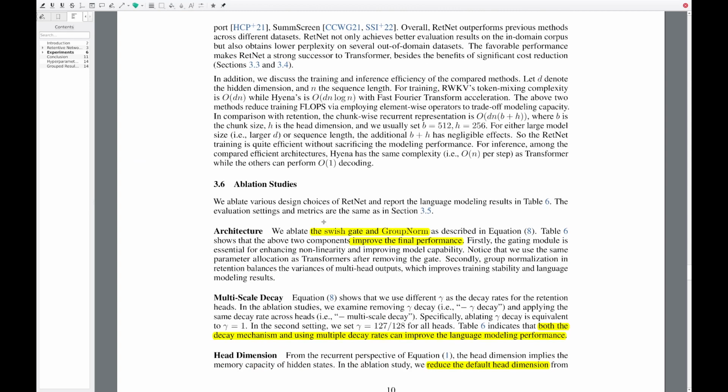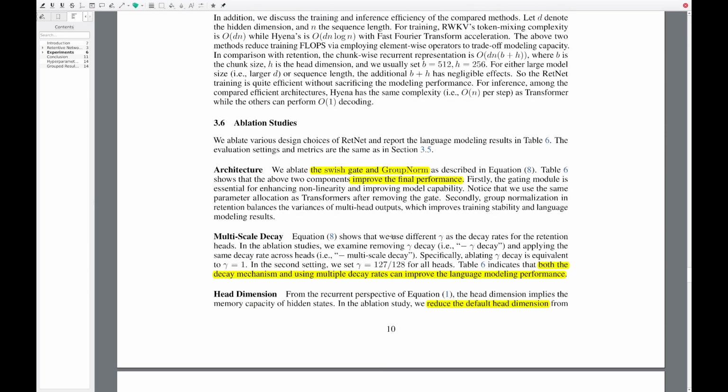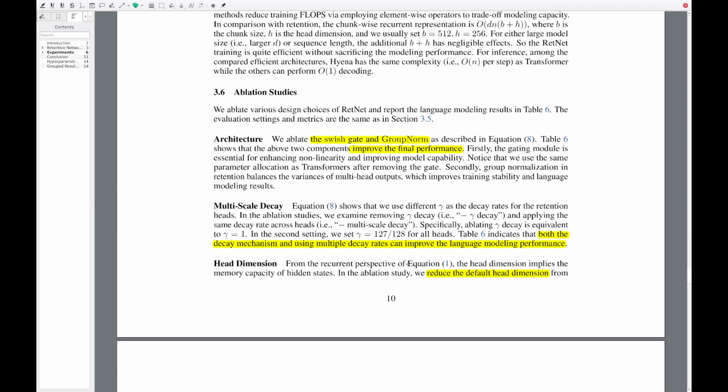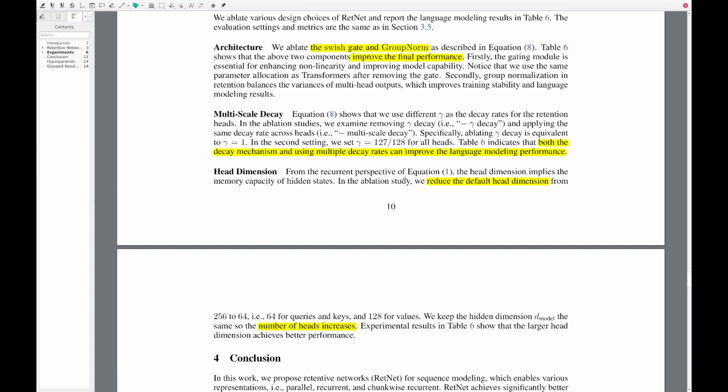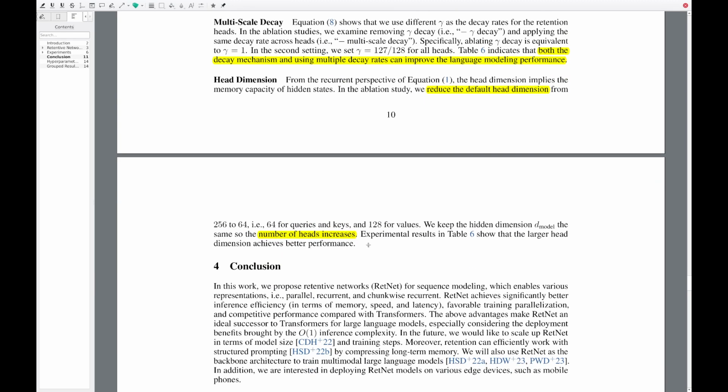And they also say that if you have bigger heads but less heads, it performs better. And this is the same as above. They say that the swish gate and group norm improve the final performance, and that using multiple decay rates and decay rates other than 1 improves the performance. And they say if you reduce the head dimension and increase the number of heads, it does worse. So there's a lot of different studies they've done.